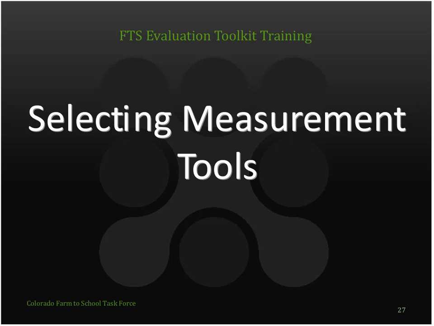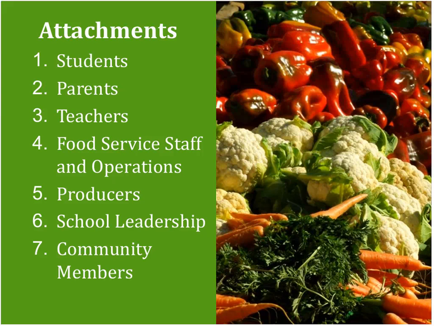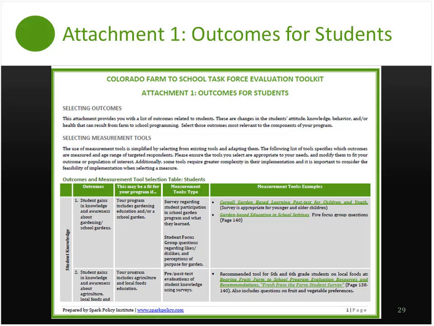Okay, let's move on to selecting an existing measurement tool and discuss how to assess its fit for your program and then how to adapt it if needed. The Farm to School Evaluation Toolkit has 7 attachments, one for each of those specific groups that's affected by farm to school efforts. At the beginning of this webinar, we mentioned in the intro screen, and Sophie also mentioned that the attachments have been updated. For the purposes of today's training, it really doesn't matter if you have the most recent version or not, but we do encourage you to download the latest version at your earliest chance.